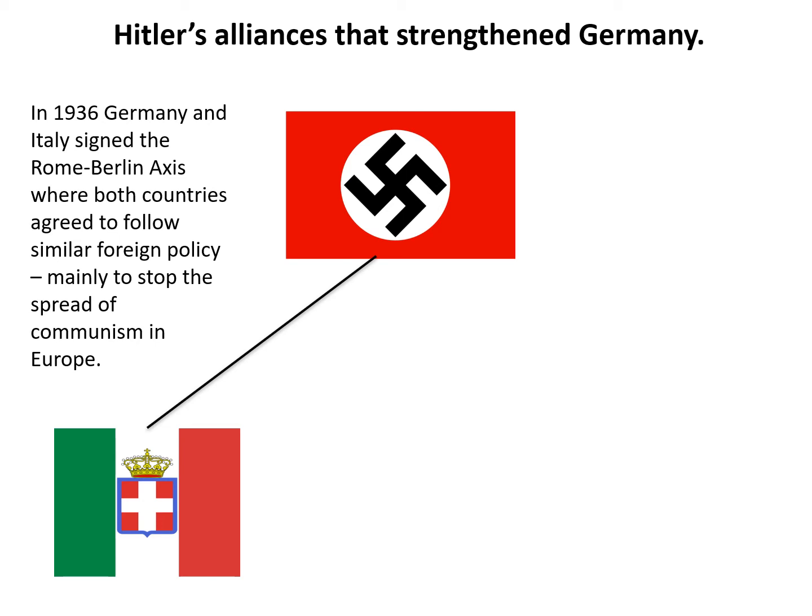So on the timeline it says, and no, we're not looking for anti-communism, it says Rome-Berlin Axis, which is the second box. Who signed it? Germany and Italy. Or you can be very clever and say Hitler and Mussolini. And what was the aim? They both wanted to follow similar foreign policies and end communism.